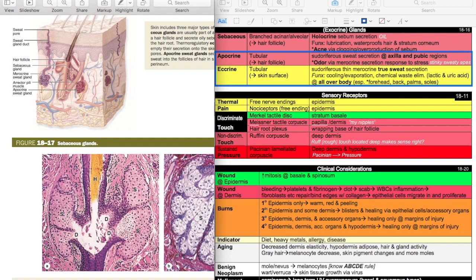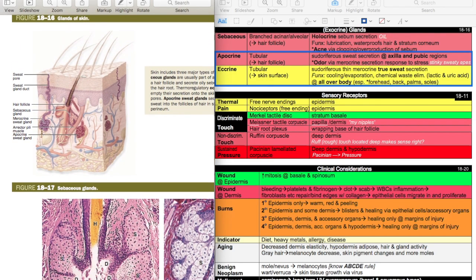If you look at this picture over here, they just kind of show you a sweat pore, and this is the tubular sweat gland. It's just kind of like a tube going up, and then this is a hair follicle here, and here's our sebaceous oil gland. It has that branched alveolar shape, like these bubbles, a different shape, squirting oil into this hair follicle to condition the hair.